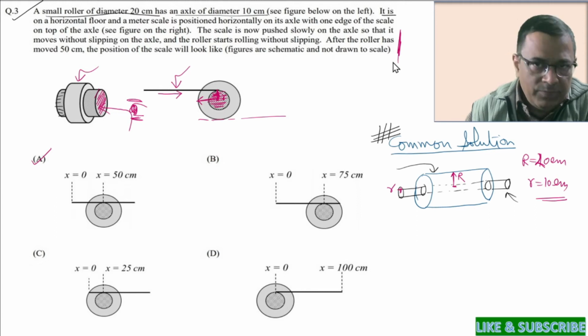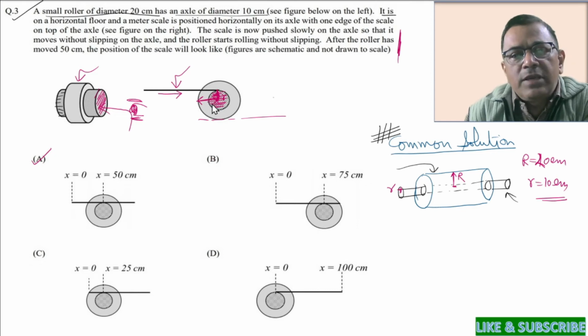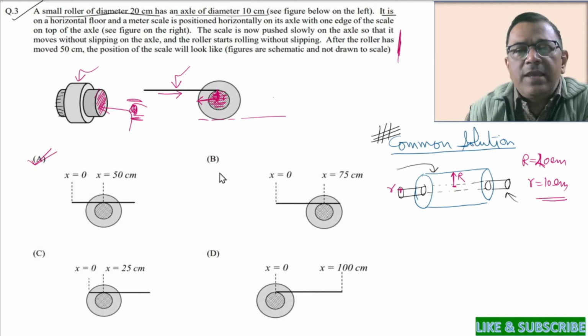Now as the meter scale is moving in the forward direction, the roller rolls, and the center of the roller has to move in the forward direction. Is that right? So according to the question, once the center of the roller is 50 centimeter ahead from its initial position, what is the likely position of the meter scale? They have given you four options: option A, B, C, D.